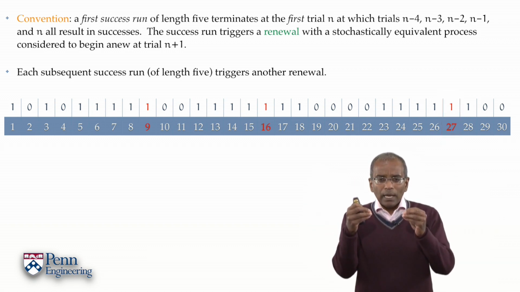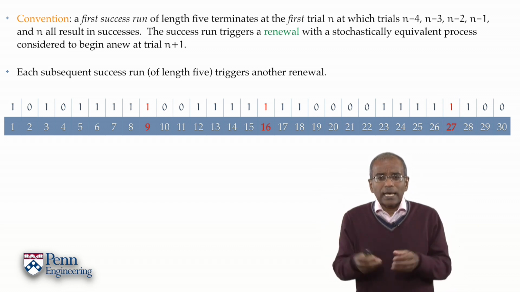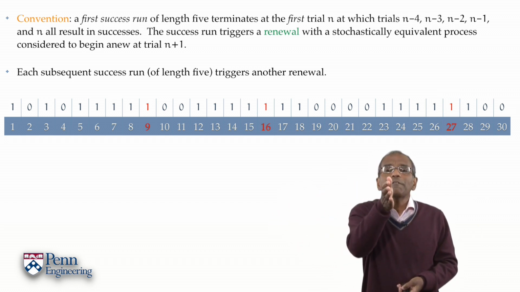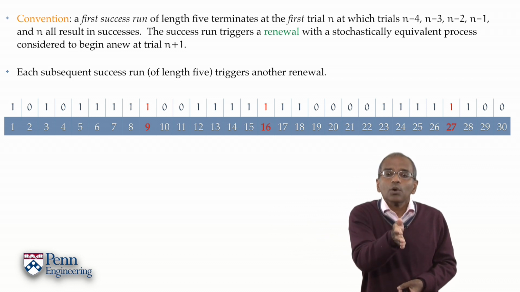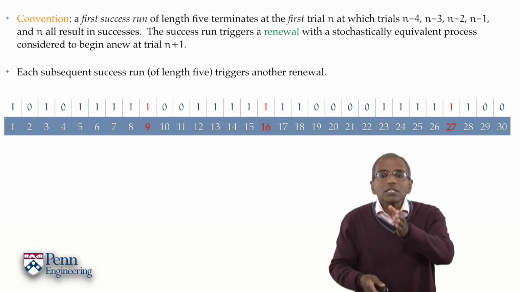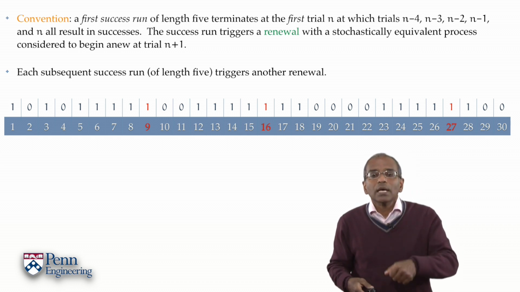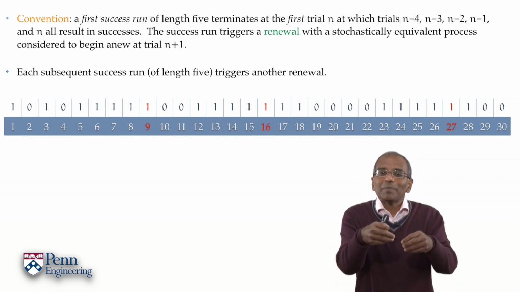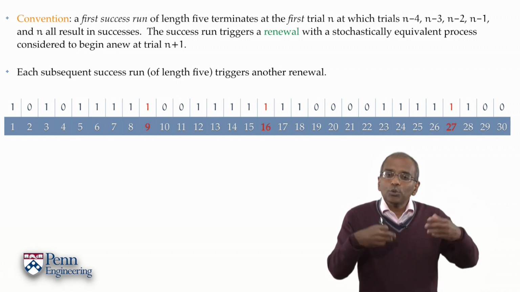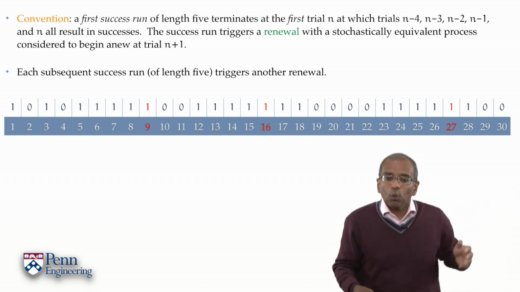So, at the heart of this idea is that we start from the left with the first toss, proceed to the first occurrence of the success run of length 5 that we are interested in, consider a renewal to have taken place, a new sequence of coin tosses to have been initiated from that point on, wait for the next success run, a new renewal, the next success run, and so on.